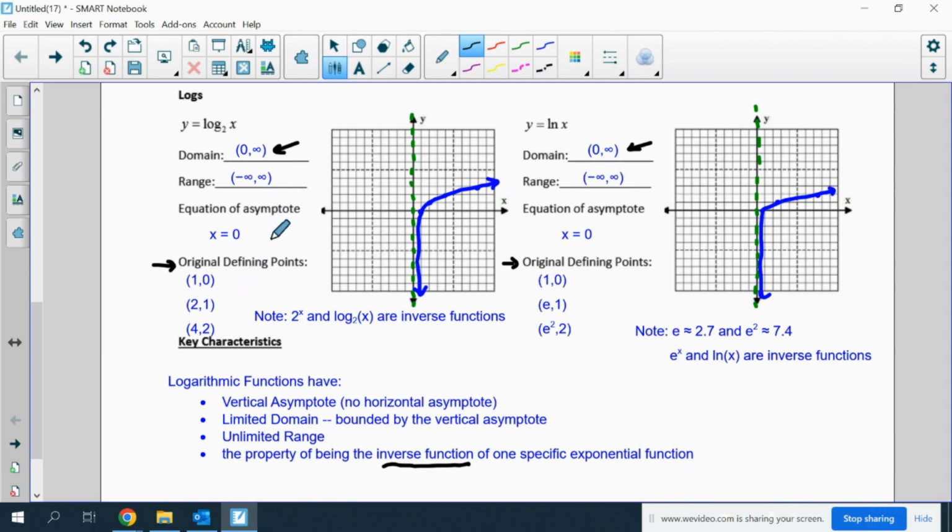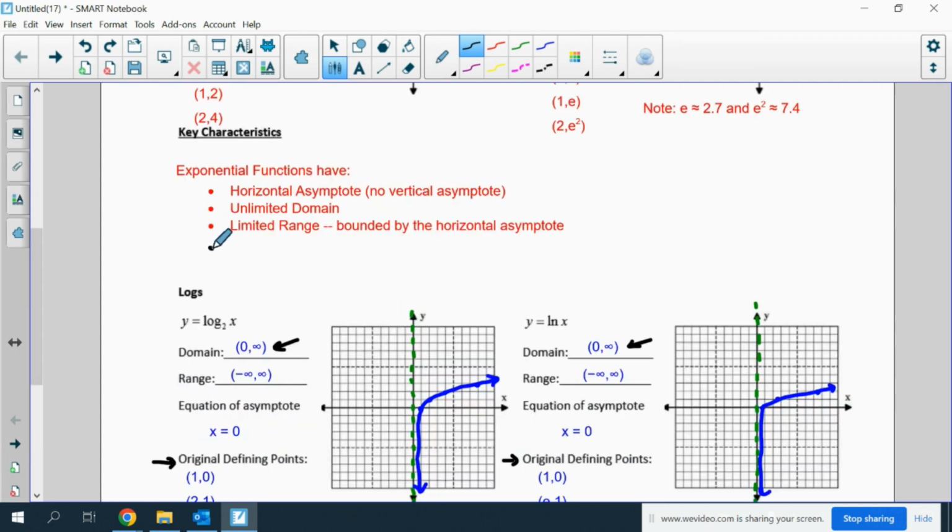So notice that these are just the inverse functions when compared to 2 to the x and e to the x. For key characteristics, logarithmic functions have a vertical asymptote. They don't have a horizontal asymptote. They have a limited domain that's bounded by the vertical asymptote. They have an unlimited range, and they have the property of being the inverse function of an exponential function.